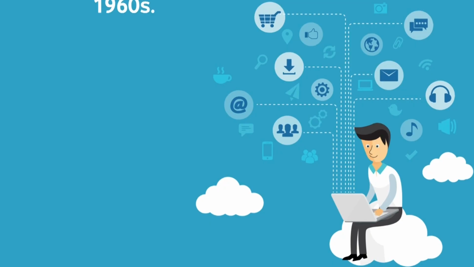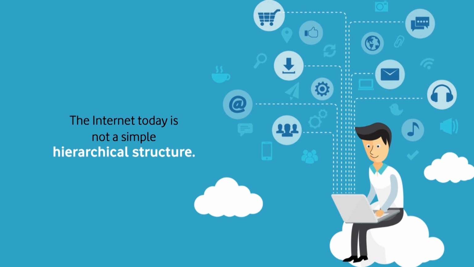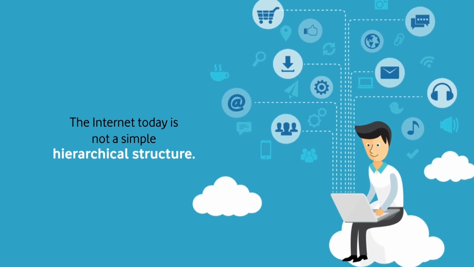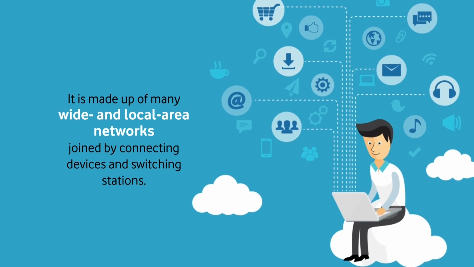So, the internetworking protocol became known as TCP/IP. Let us see the internet today. The internet has come a long way since the 1960s. The internet today is not a simple hierarchical structure. It is made up of many wide and local area networks joined by connecting devices and switching stations. Right now there are several billion nodes connected to the internet.